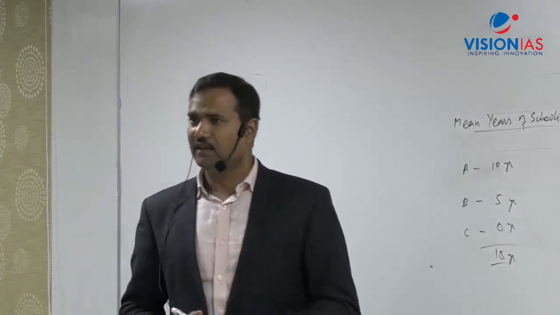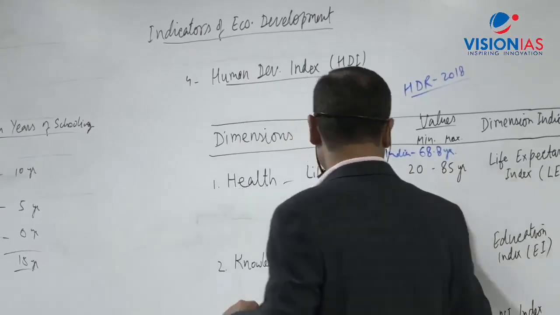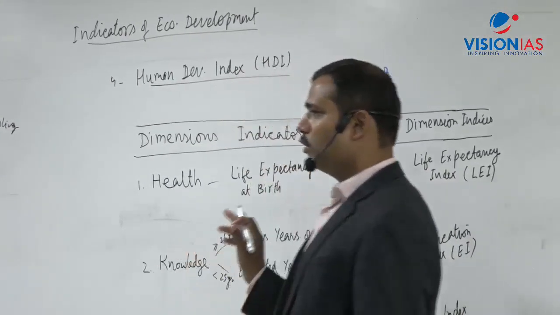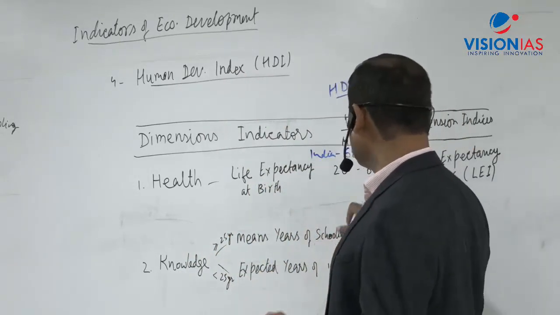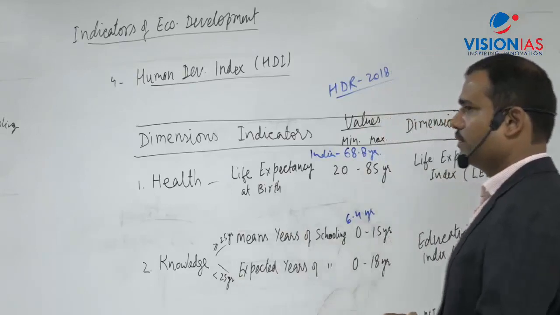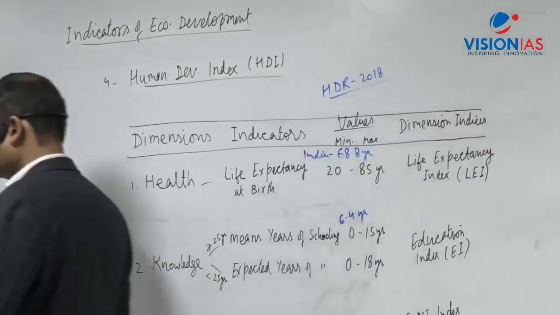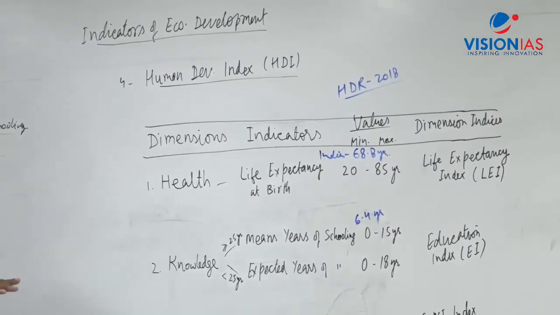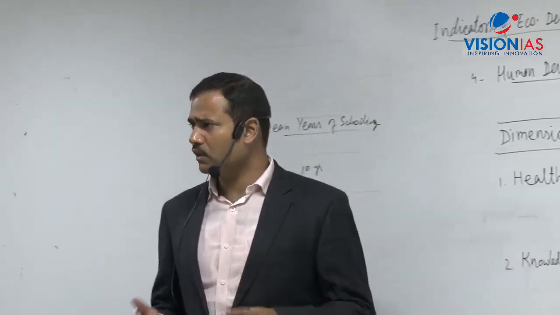7? 9? 6.4 years. So people who are 25 and above, on an average, have received education for 6.4 years. And this expected is for children and youth till 25. So it's very simple, I think no need to dictate.